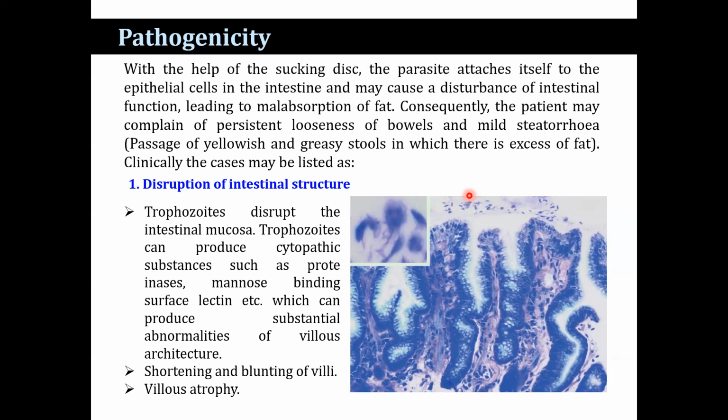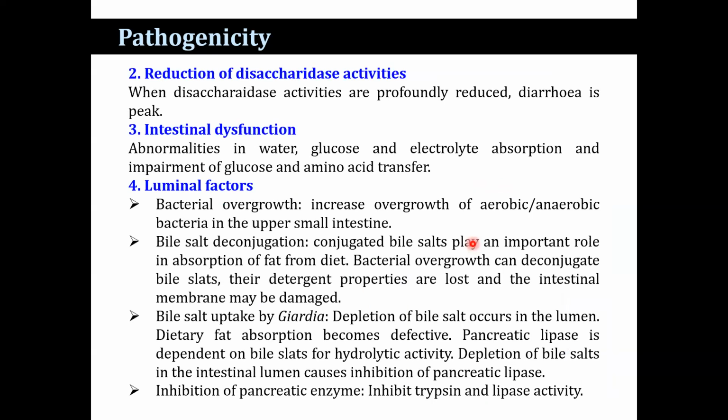Number one, a disruption of the intestinal structure. Trophozoites disrupt the intestinal mucosa. Trophozoites can produce cytopathic substances such as proteinase and mannose-binding surface lectin, which can produce substantial abnormalities of the villus architecture and shortening of the villi. If you see, blunting of the villi occurs, and the villi are ultimately atrophied. And then there is reduction of disaccharidase activities. When disaccharidase activities are profoundly reduced, diarrhea is especially a feature.